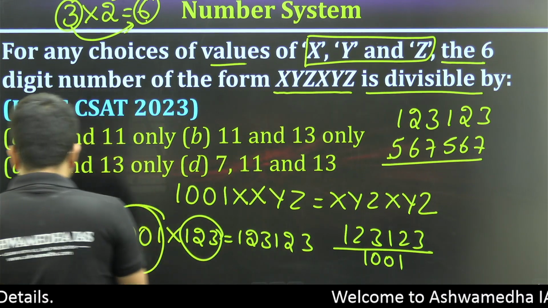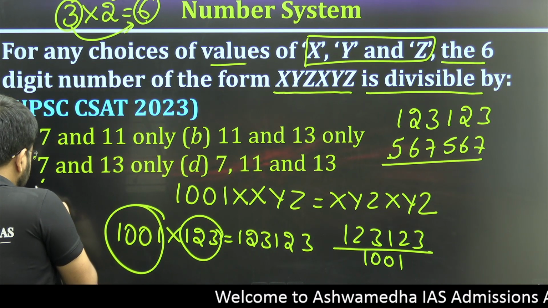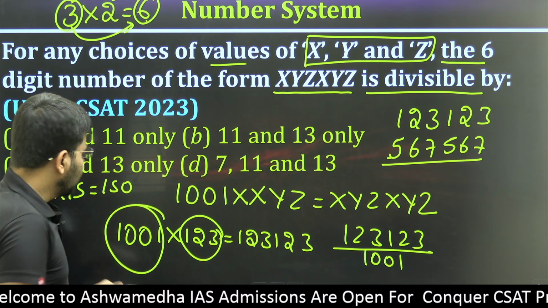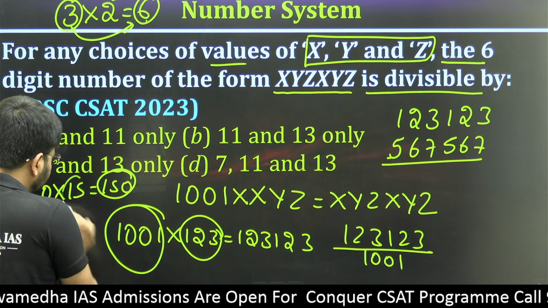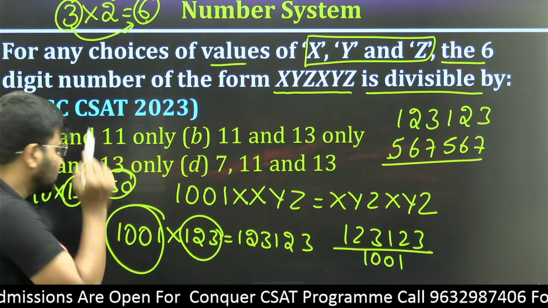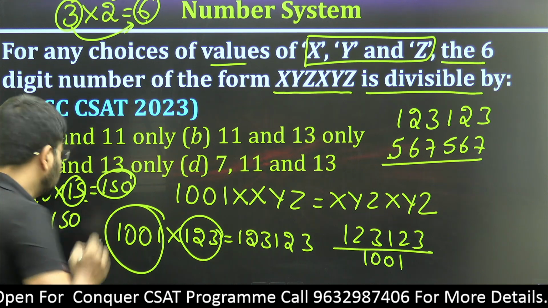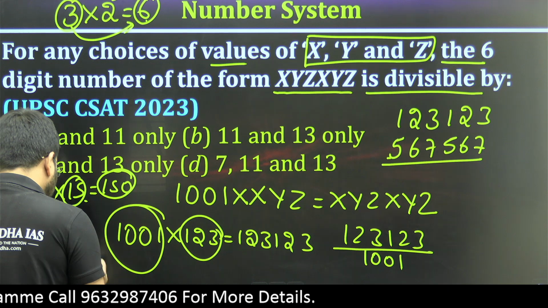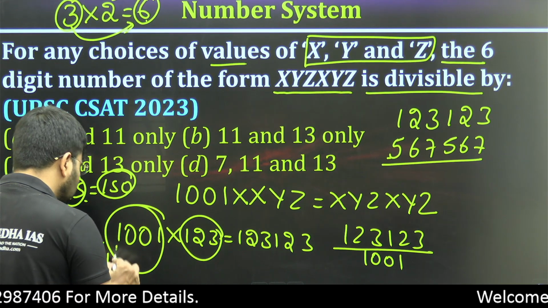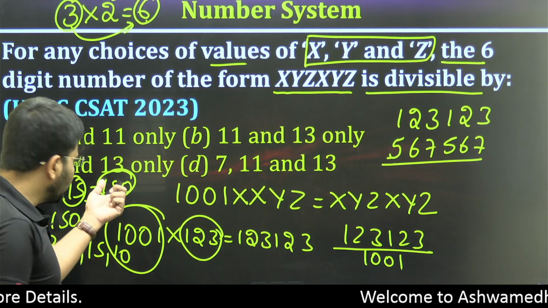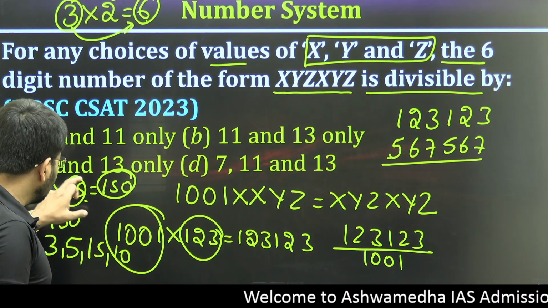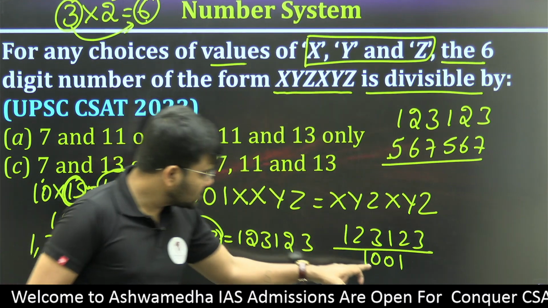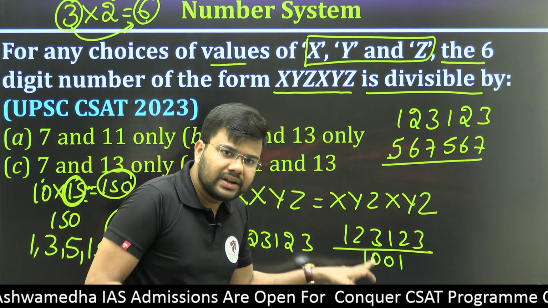See here, if you consider 10 into 15, what is the answer? 150. Now this 150 is divisible by 15. Yes, 150 is divisible by 10. This 150 is also divisible by 1, also divisible by 3, also divisible by 5, also divisible by 15, also divisible by 10. That means this 150 is divisible by the factors of 15. Hence, this 123123, which is completely divisible by 1001, will also be divisible by the factors of 1001.